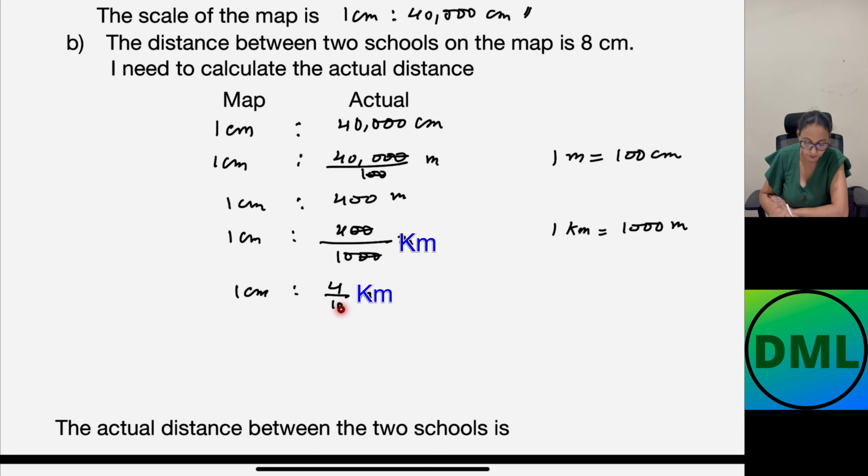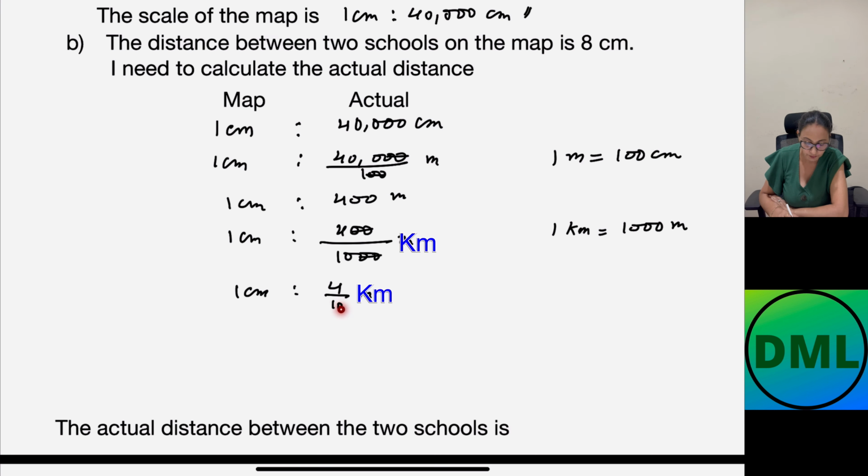I need to find out the answer for 8 centimeter. How are you going from 1 to 8? Which operation are you going to do? Multiplied by 8, right? So the same operation I have to do here on the right hand side also, multiplied by 8. Let's write down here 0.4 multiplied by 8.